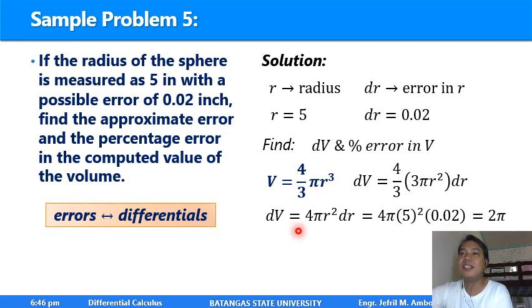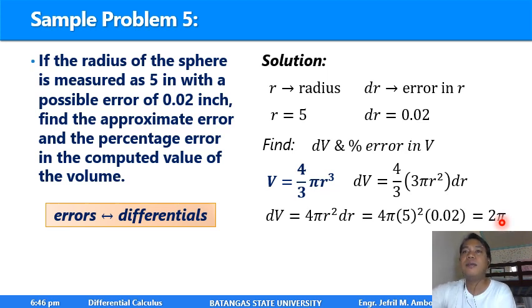Okay? So this is now the differential in volume, the differential volume, which represents the error in the measured volume. Yan na yung error mo ngayon, 2 pi or 6.28. Now, kasi 3.14 times 2, 6.28.